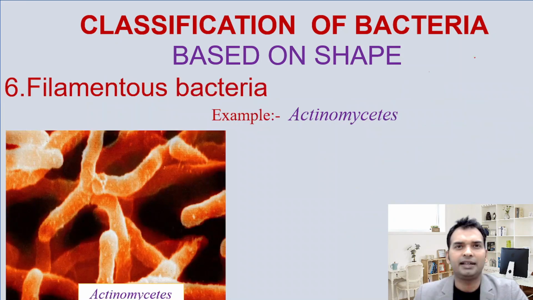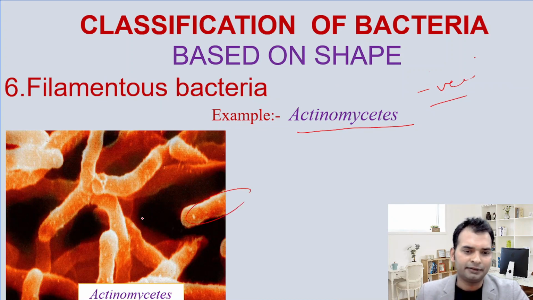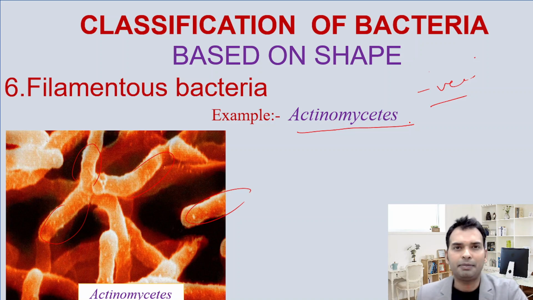Syphilis. And number six, filamentous bacteria, and here I have taken the example Actinomycetes. They are gram-positive bacteria. They have a finger-like projection, finger-like appearance, and they produce actinomycosis, with rashes over the face or skin, neck, etc.